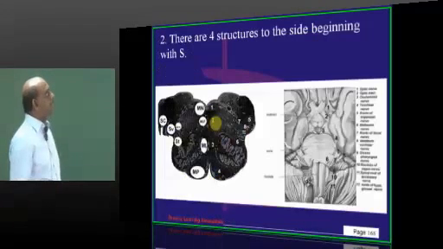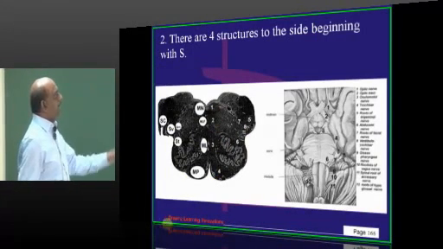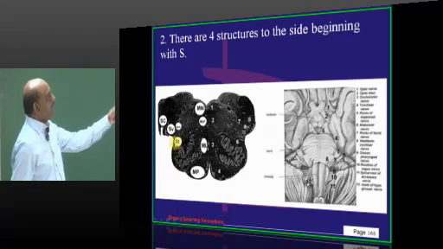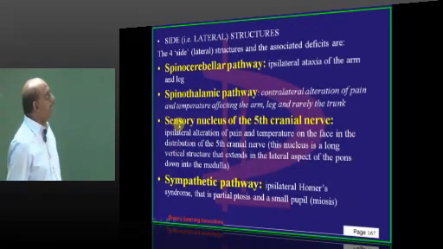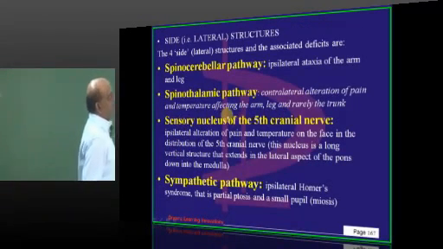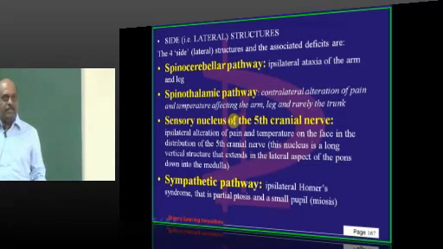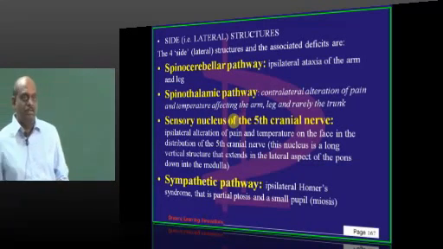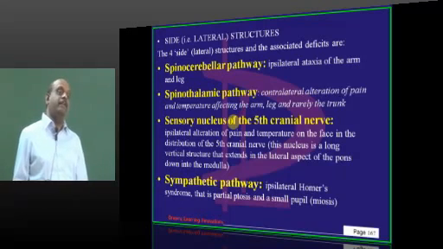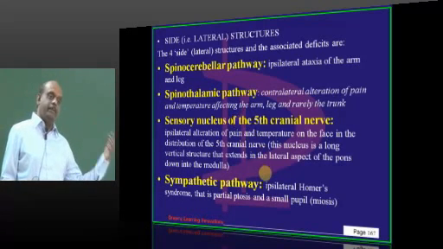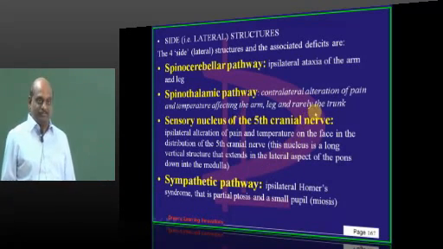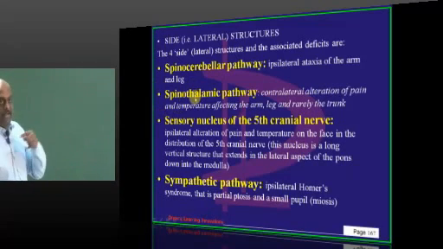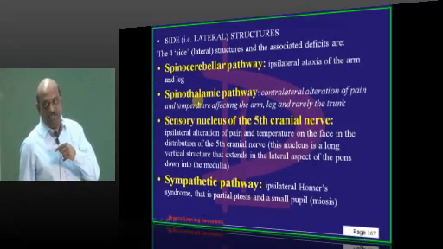Second S, spinothalamic pathway is the second S. What is it carrying? Dorsal columns are carrying vibration. Spinothalamic tract is bringing information of pain and temperature from the contralateral side of the body. So that gets affected when the lateral medulla gets affected.